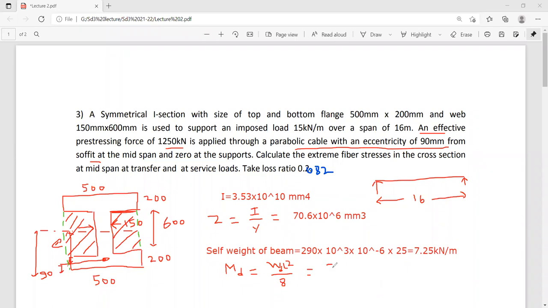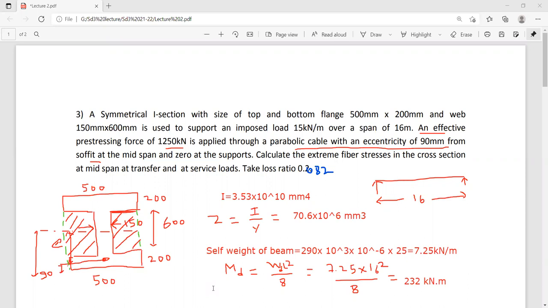So 7.25, and the span is 16 meters, 16 squared divided by 8. This is the bending moment due to dead load. How much is this? 7.25 into 16 squared divided by 8. It will be 232 kilonewton meter.